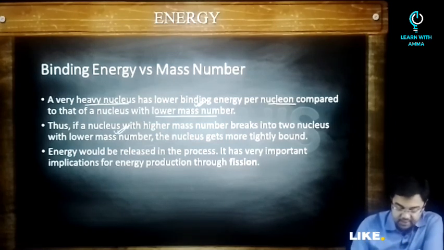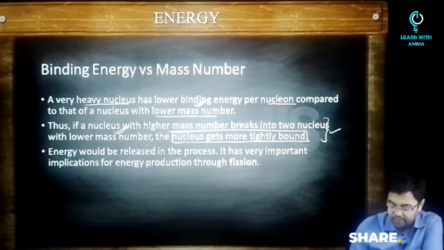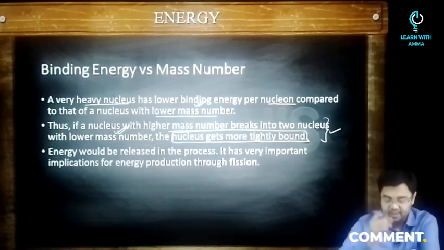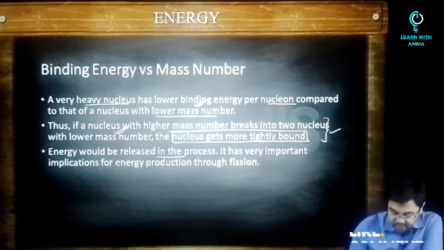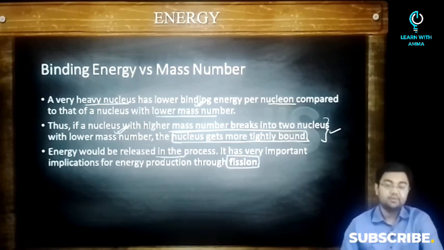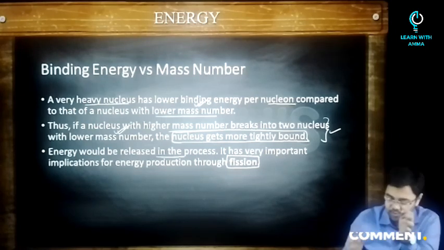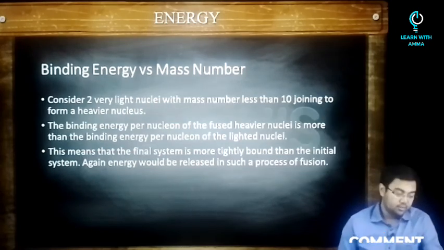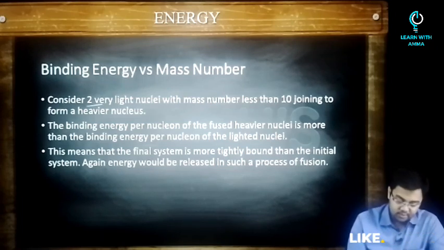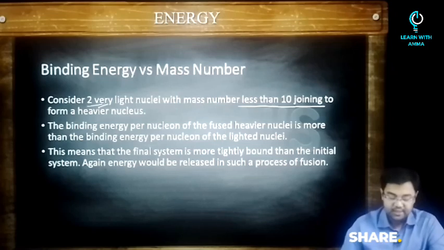Thus, if the nucleus with higher mass number breaks into two nuclei with lower mass numbers, the nucleus gets more tightly bound. That is, the binding energy increases. And then the energy would be released in this process. And this energy release that happens due to the split of this very heavy nucleus is called fission.